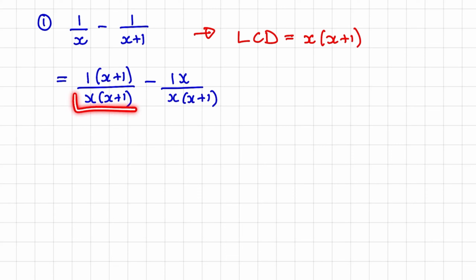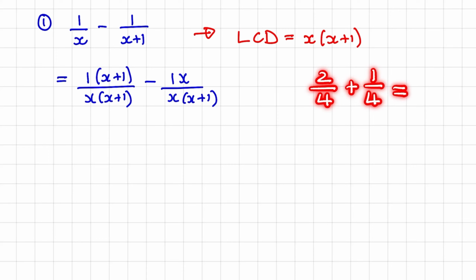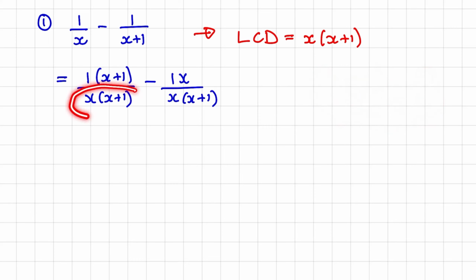Now I have two denominators that are the same. And we know that when fractions have the same denominator, then we can add the numerators together. For example, 2 over 4 plus 1 over 4 would be 3 over 4. Notice that when we add it together, we do not add the denominators with each other. We simply add numerators. So that same principle applies here. I will not add or subtract the denominators from one another. So it will be x and x plus 1 in the denominator.